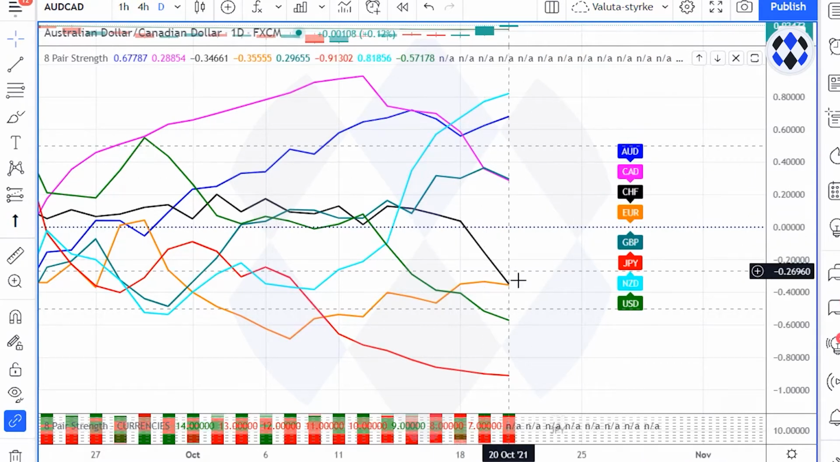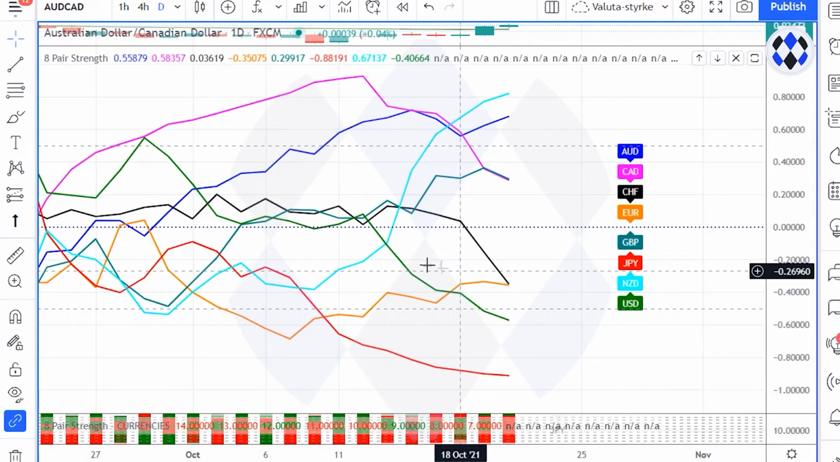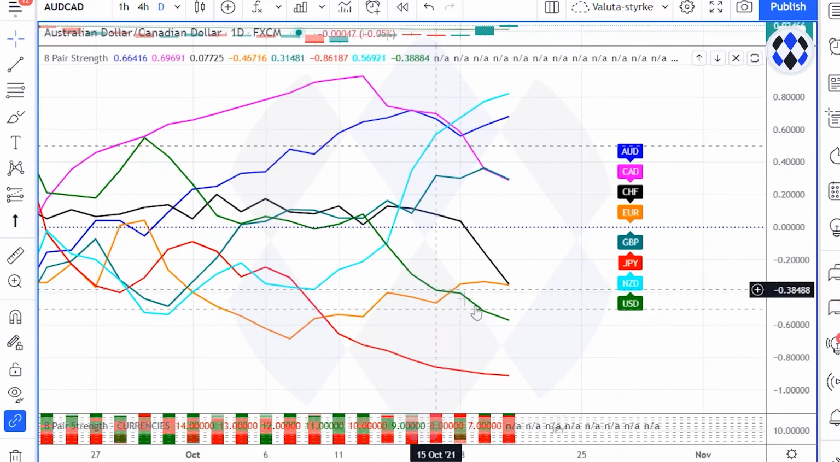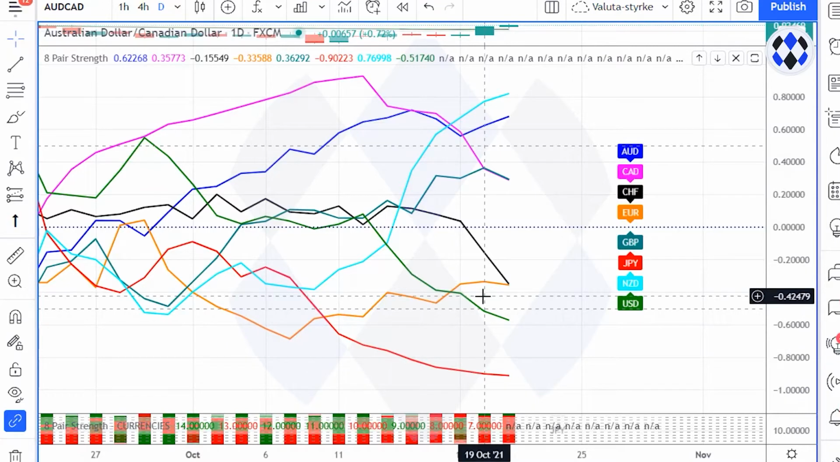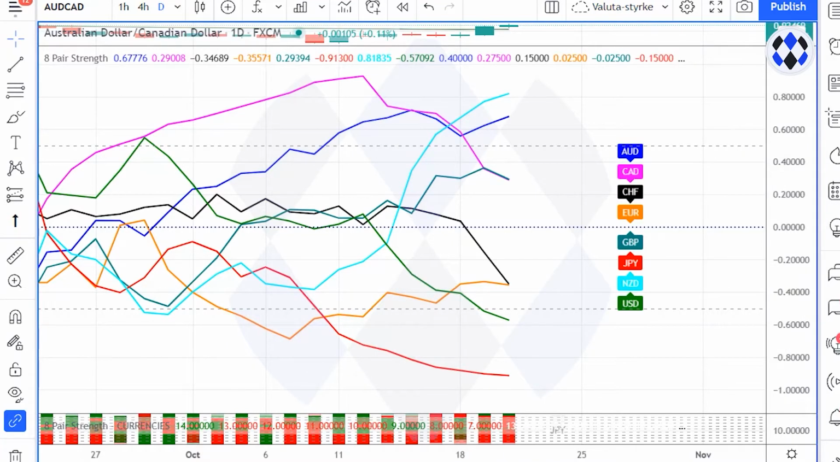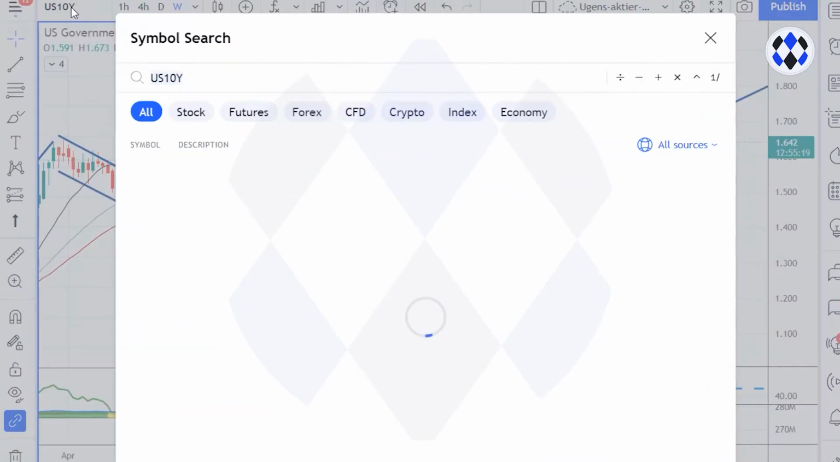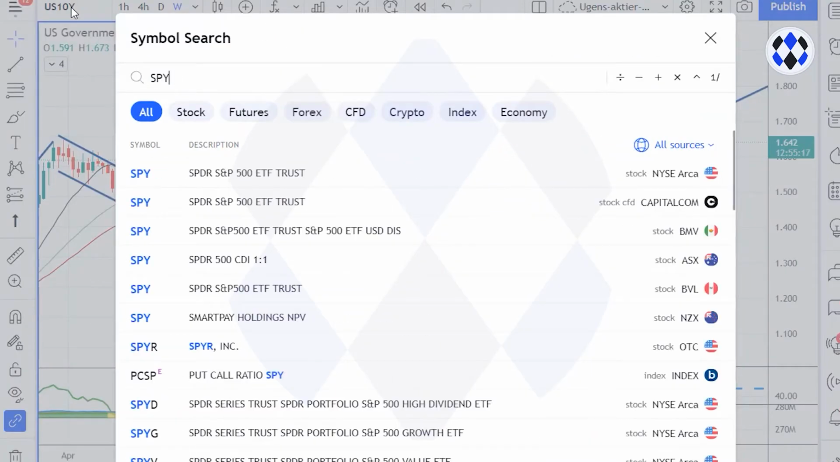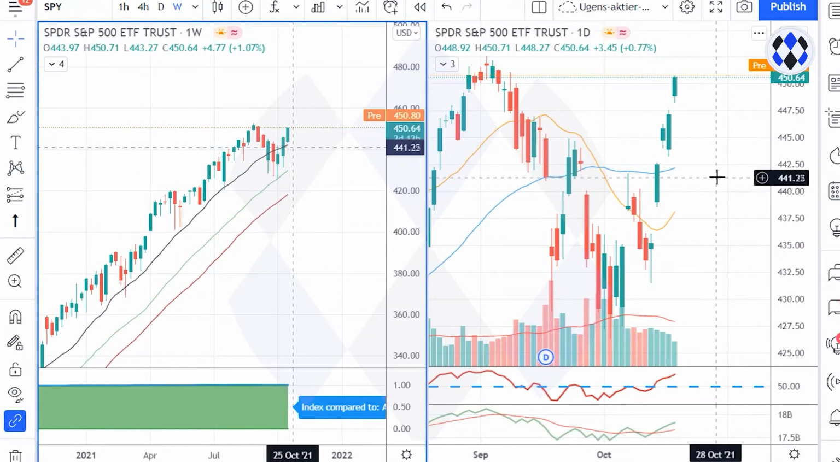Then we have the Swiss franc, the black line, the Japanese yen, the red line, and the US dollar, the green line. They are all being pushed down. This correlates quite well with the overall market when we just take a look at the SPY here, the S&P 500 ETF.